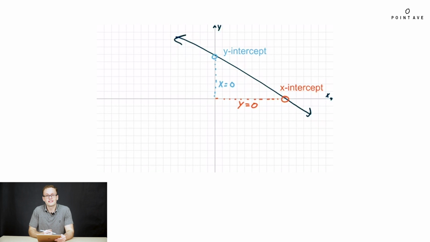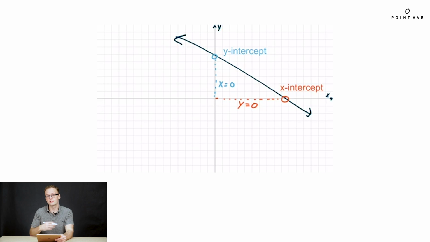Because they're easy to identify on graphs, x and y intercepts are great key features to look for to compare between functions and graphs. As a quick refresher, remember that the y-intercept is where the graph crosses the y-axis, so that's actually when x equals 0. The x-intercept crosses the x-axis, and that's when y equals 0.